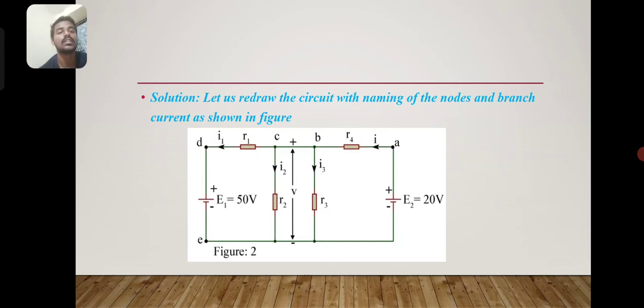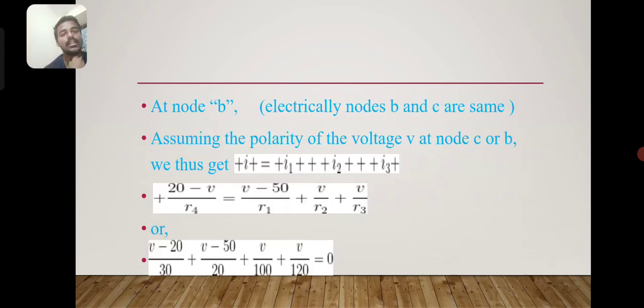Solution. Let us redraw the circuit with the nodes and branch currents named. We take the corner points A, B, C, D, E, and E1 is equal to 50, with R1, R2, R3. The currents I1 and I2 pass through the resistors, and the current I3 is passing through R3. At node B, electrically, nodes B and C are the same.